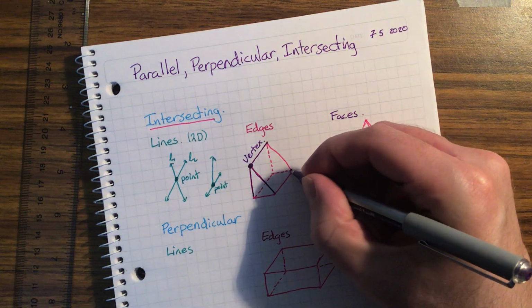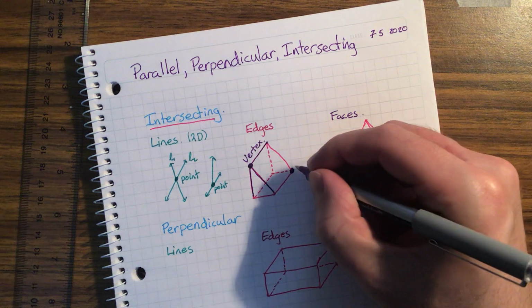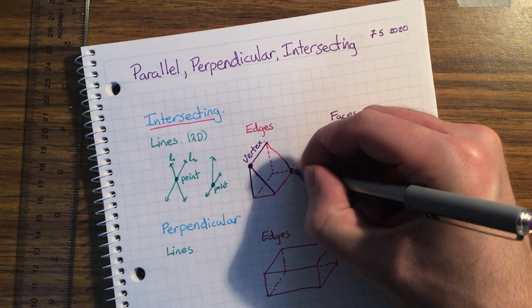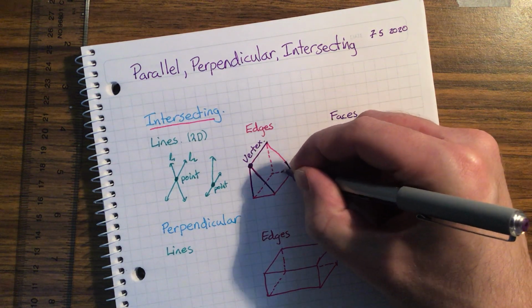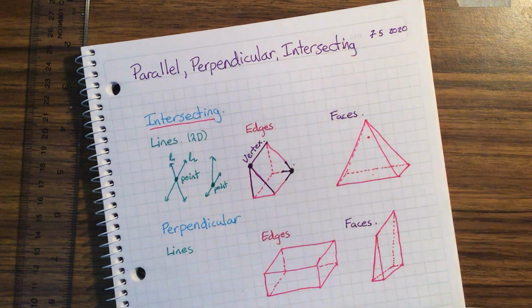If I look at another one, right here's a vertex right here. It has 1, 2, 3 edges intersecting it. In three-dimensional objects, a lot of vertices have 3 edges intersecting them. Some have more. Now faces.